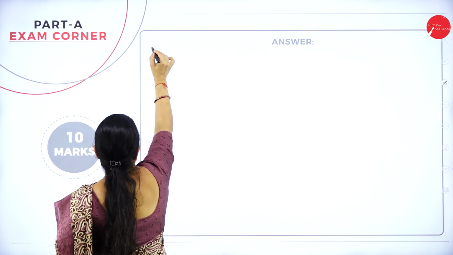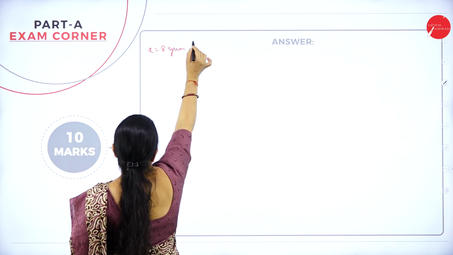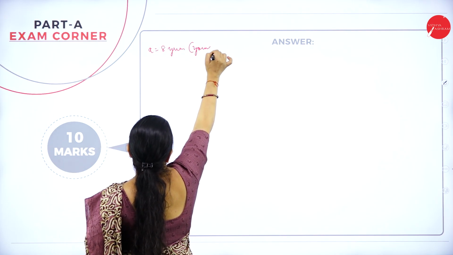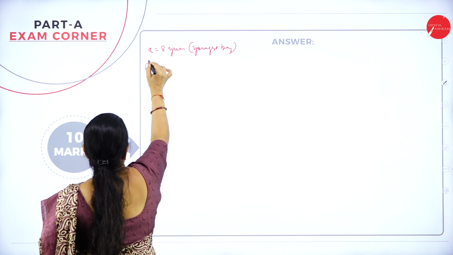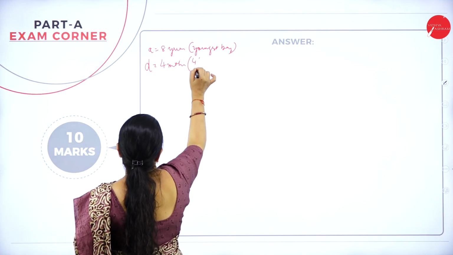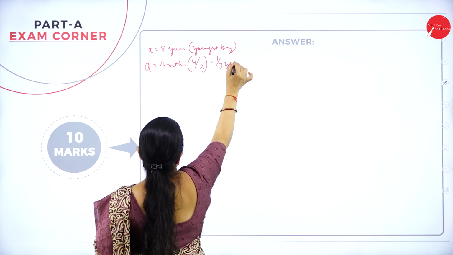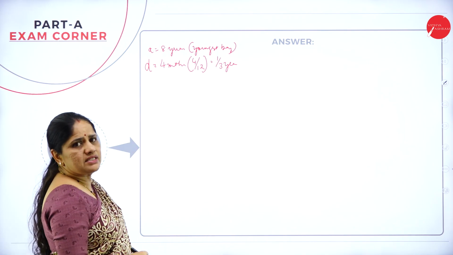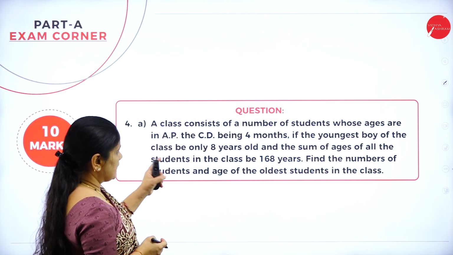So, a equals 8 years. He is the youngest boy of the class, so his age is 8 years. Now, what is d? 4 months. So the difference between the ages is 4 by 12, that is 1 by 3 years. So 4 months is the age difference between each of the boys in the class.